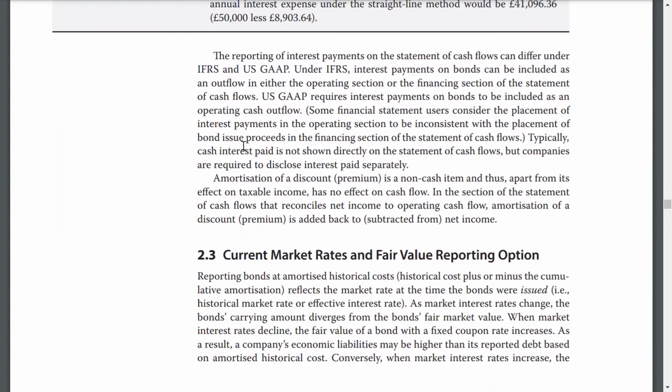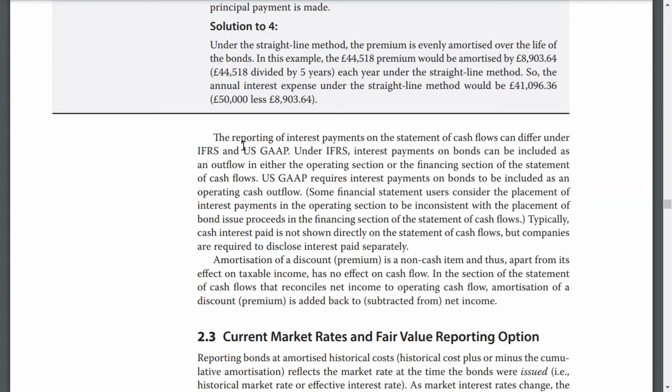The reporting of interest payments on the statement of cash flows can differ under IFRS and US GAAP. Under IFRS, interest payments on bonds can be included as an outflow in either the operating section or the financing section of the statement of cash flows. US GAAP requires interest payments on bonds to be included as an operating cash flow. Typically, cash interest paid is not shown directly on the statement of cash flows, but companies are required to disclose interest paid separately. Amortization of a discount is a non-cash item and thus, apart from its effects on taxable income, has no effect on cash flow.